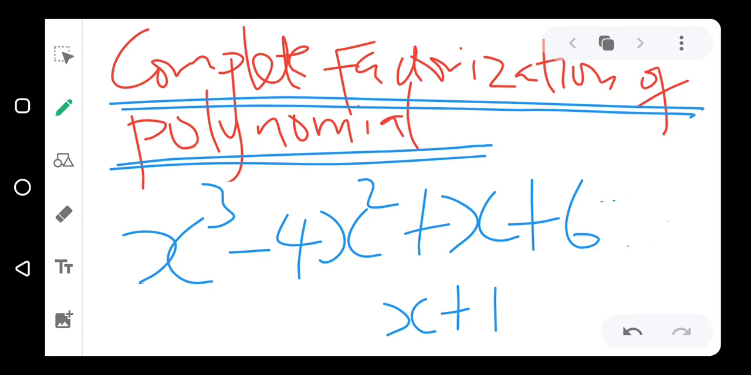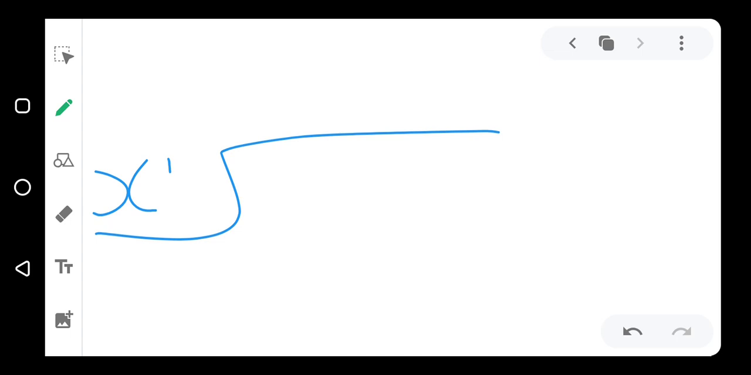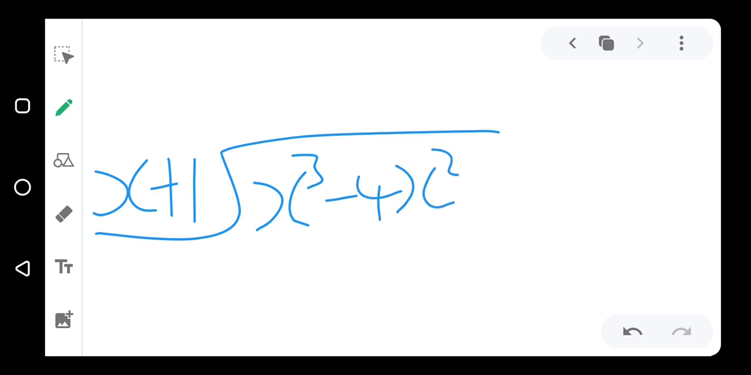Now, remember that most polynomials have more than one factor. So to get the other factors, we divide the polynomial by the factor given to us. So we use long division method and have x plus 1 as the divisor. We are dividing x raised to power 3 minus 4x raised to power 2 plus x plus 6.